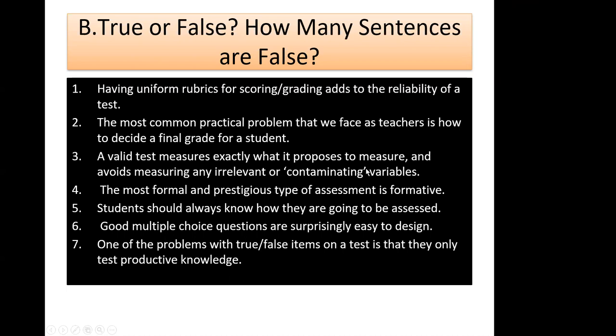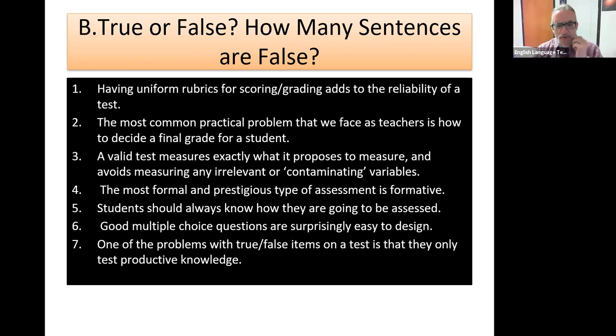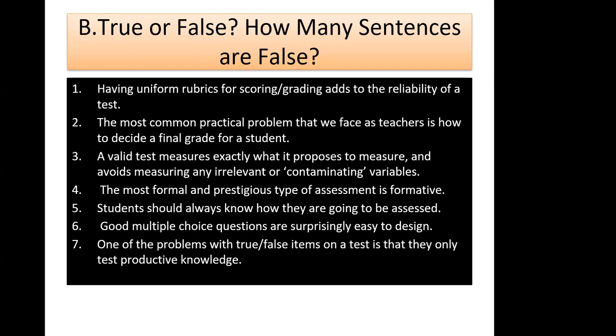Number 1, true. This is 2 false. 4 false. That's 2 false. Number 1 was true, good. These false, 6 false, 3 false. One of the problems was true. So how many have we got? Did you say 3? I said 3 false. Hold on, it's number 7. One of the problems with true false on the test is that they only test productive knowledge. I'd say that's false too. That's 4 false. Uh-huh. I say 4.